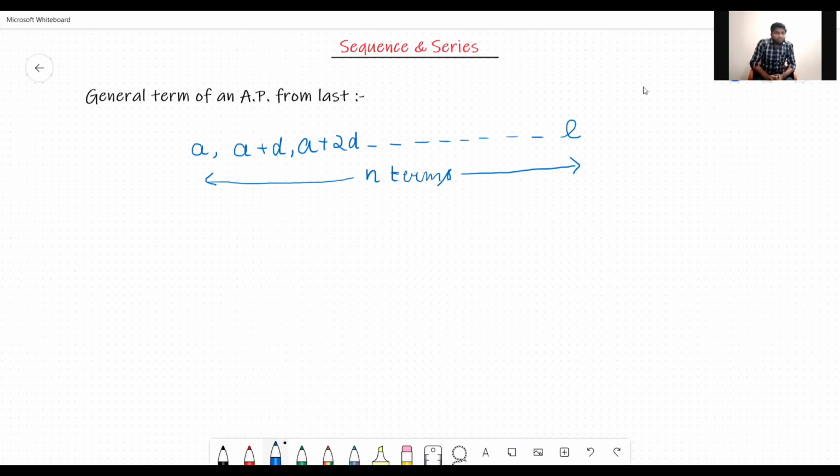Hello guys, we are moving towards the second lecture of our sequence and series for class 11. In the previous lecture we have seen the general term of an AP from starting. Now we will see the general term of an AP from last.